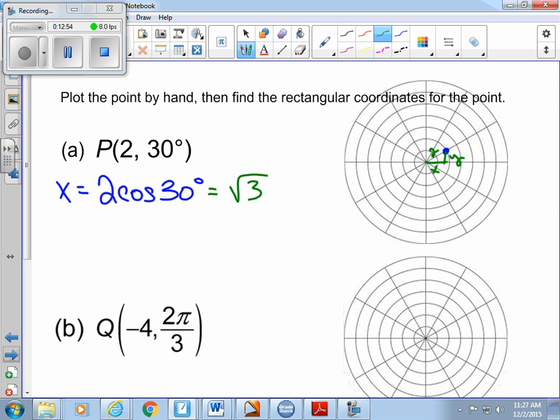What is the y? Good. 2 sine of 30 degrees, which is 1. Everyone agree? So the rectangular coordinates are square root of 3, 1. Does that make sense? Well, again, this one's another 30, 60, 90 triangle, so you probably could have found that without doing that work. See that there.